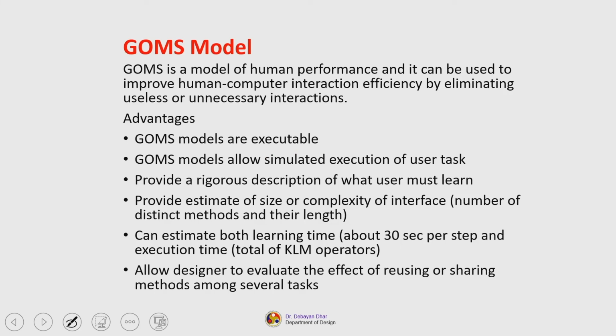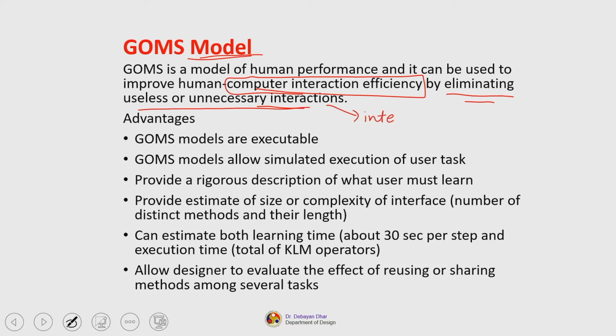Now, the second model that we are going to discuss is the GOMS model. GOMS is a model of human performance, and it can be used to improve human computer interaction efficiency by eliminating useless or unnecessary interactions. The focus of this model is to ensure that the efficiency of interaction can be optimized by the elimination of useless and unnecessary interactions.